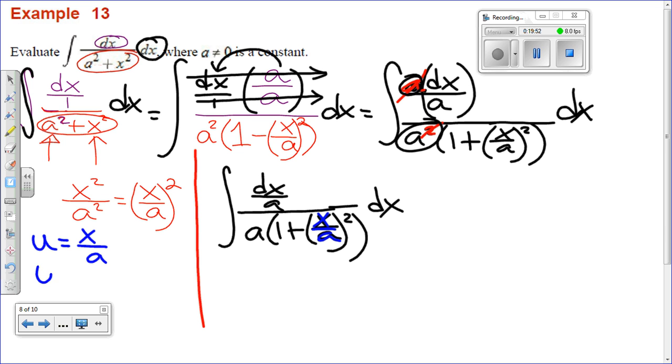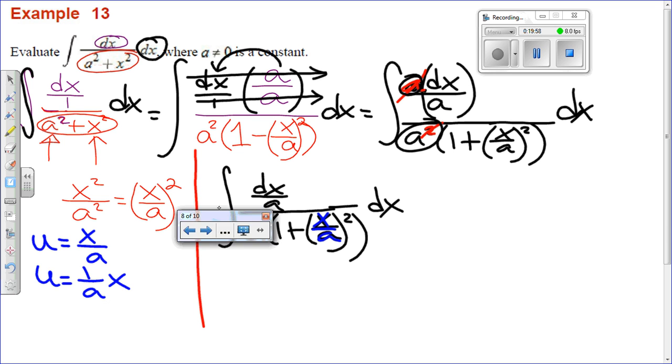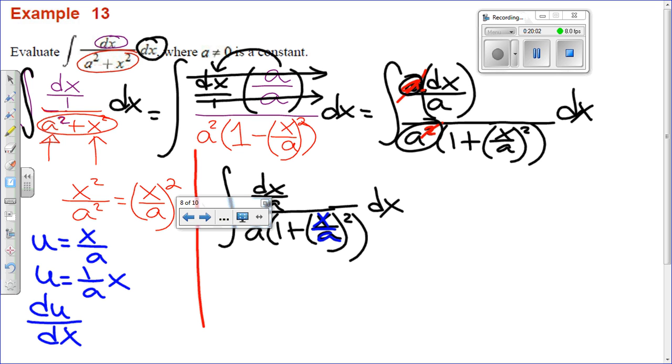Now remember that the a is a constant, so it could be like a fraction, 1 over a multiplied by x. So of course, if we get the derivative, du over dx, that will just be 1 over a, the constant, times x to the power 0, which is just 1. So that's why we don't write x to the power 0.